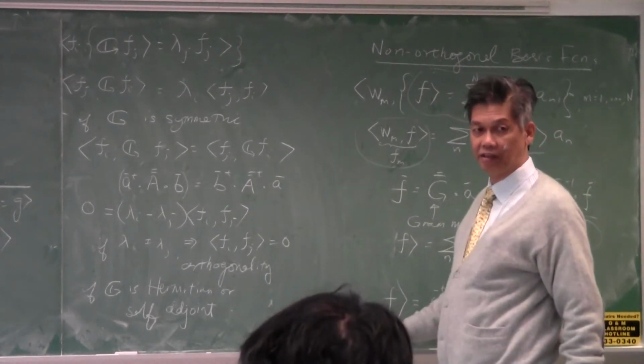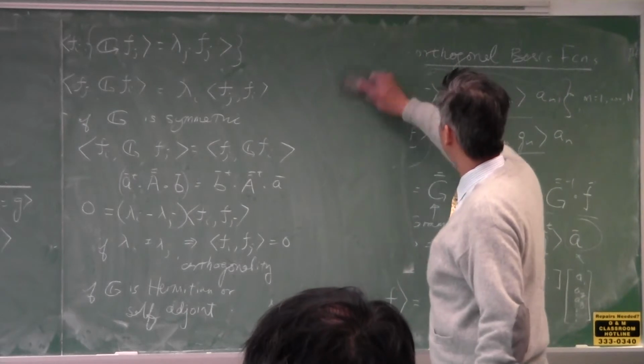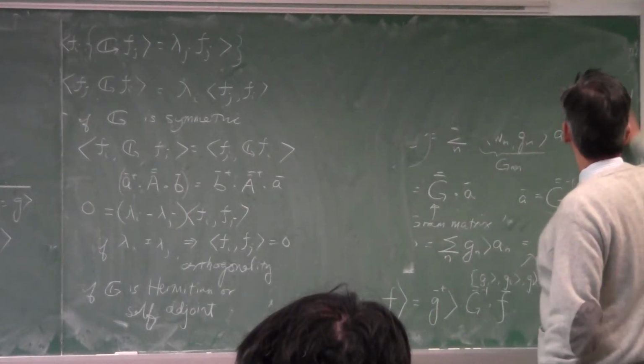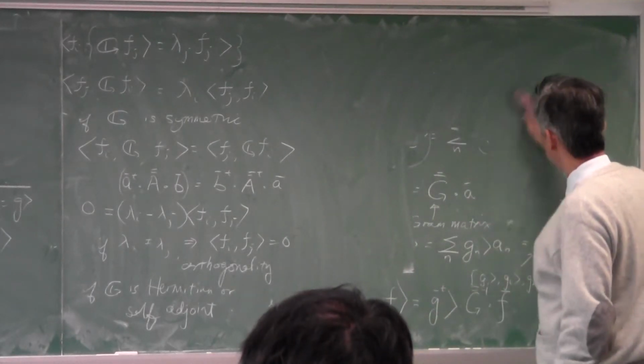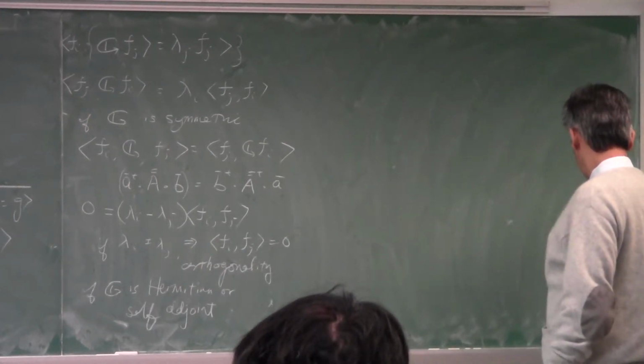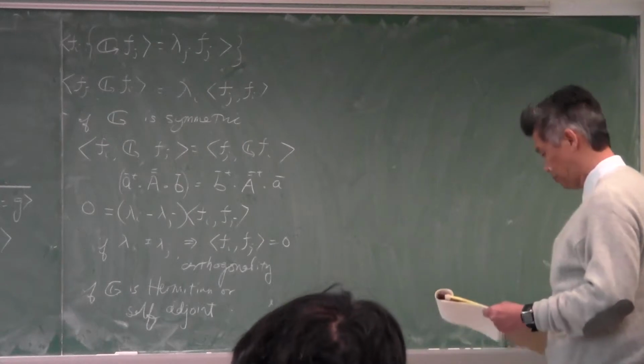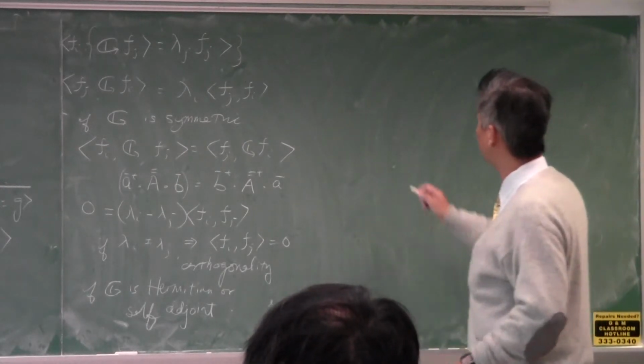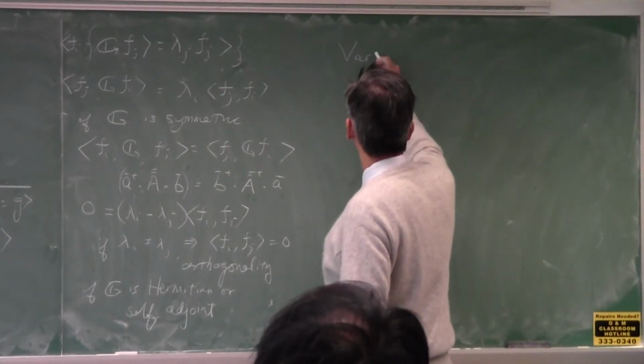Are there any questions so far? So this is like linear algebra, but done in the infinite dimensional Hilbert space. But then we have to always project this Hilbert space into a finite dimensional space in order to do calculations. So let me talk about variational expressions.